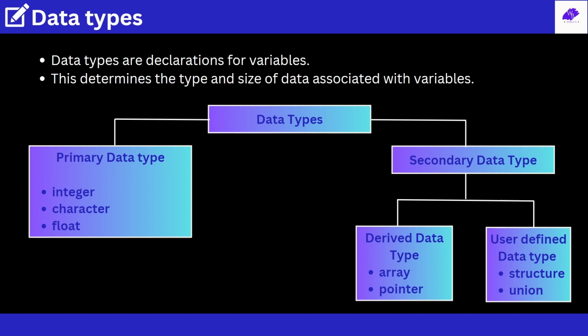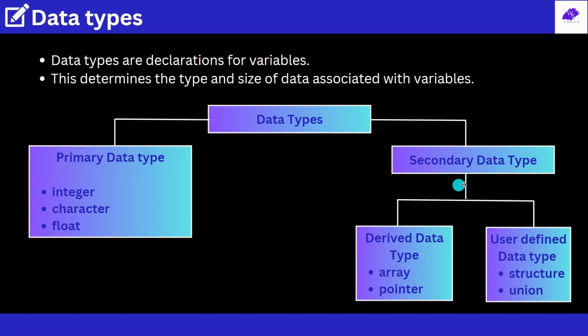So how can we classify data types? A data type is the type of data that the variable will contain in itself. Basically it is divided into two types: primary data types and secondary data types. First of all, what is a primary data type? Integer, character and float are the types of primary data types.